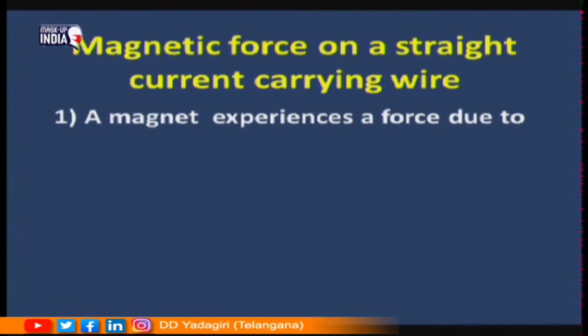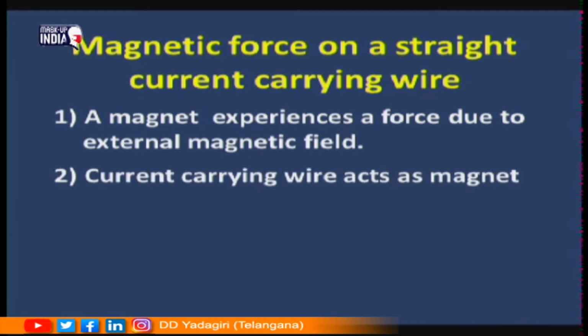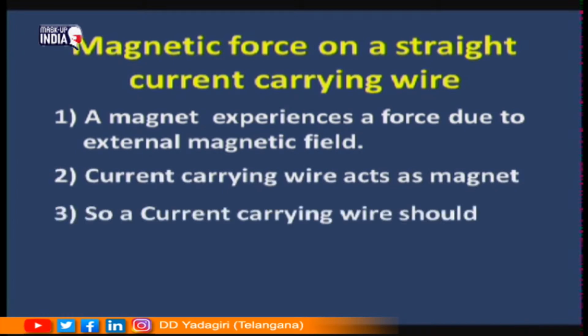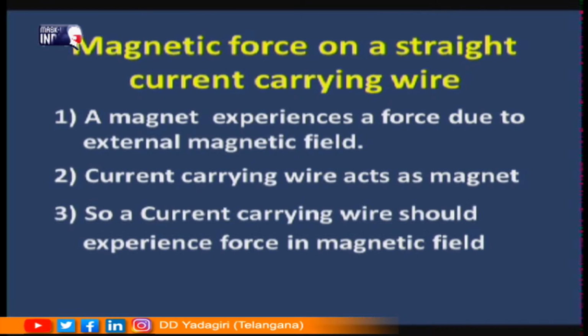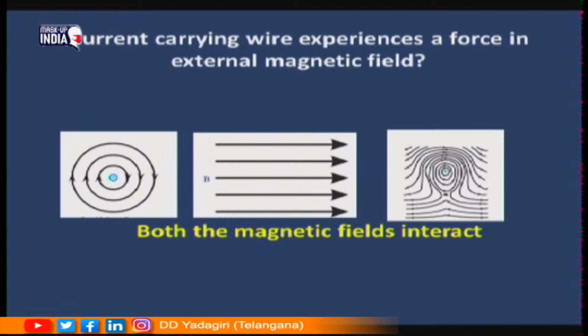A magnet experiences a force in an external magnetic field, and as the current carrying wire also acts as a magnet, the current carrying wire should experience a magnetic force when placed in an external magnetic field. This is because the current carrying wire has its own magnetic field, and when it is placed in an external magnetic field, both these magnetic fields interact and then there will be a force acting on the wire.